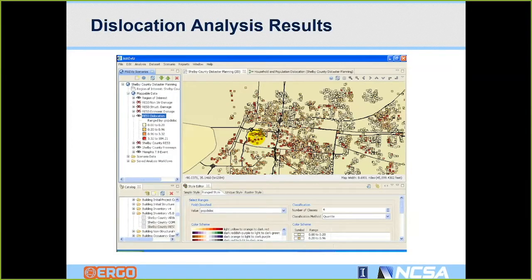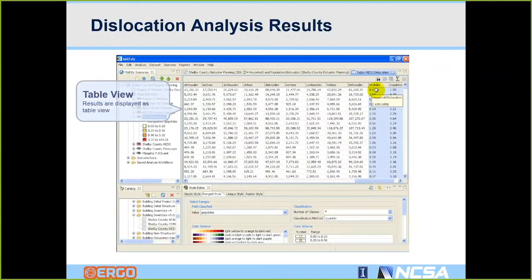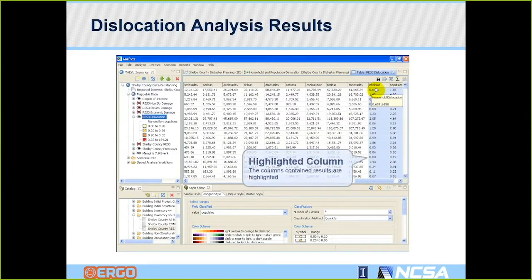So this is a visualization of that result, what that would look like. Here we're looking for each structure, the amount of population that are dislocated. We can also drill down into the tabular view showing the results for each structure. The highlighted columns indicate what was added to the results. So these are the results that came out of the population dislocation analysis.